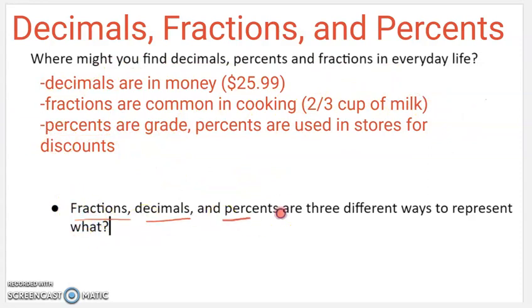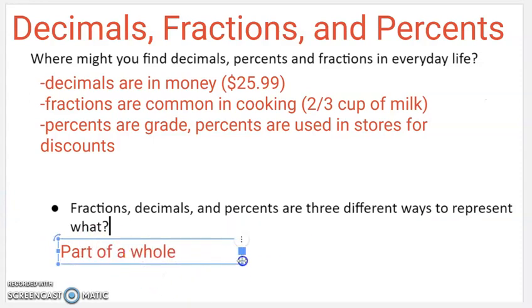Now, what do fractions, decimals, and percents have in common? They're all three different ways to represent what? Well, all of these things represent part of a whole. What I mean by that is if I'm talking about money, and let's say, for example, I have something that is 75 cents. That 75 cents represents part of a whole dollar, right? We all know that 75 cents is not a dollar. It's less than a dollar. It's close to it. It's 3/4 of that dollar, right? We need another 25 cents to make the whole dollar.